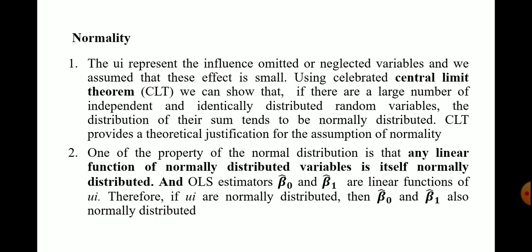Okay, so because of these two important theoretical justifications, we are assuming that ui is normally distributed, and because ui is normally distributed, beta cap 0 and beta cap 1 are also normally distributed. Apart from this, there are a lot of theoretical justifications for the adoption of the normal distribution, or for the assumption of normality. I am not going into that because these are the two important things.